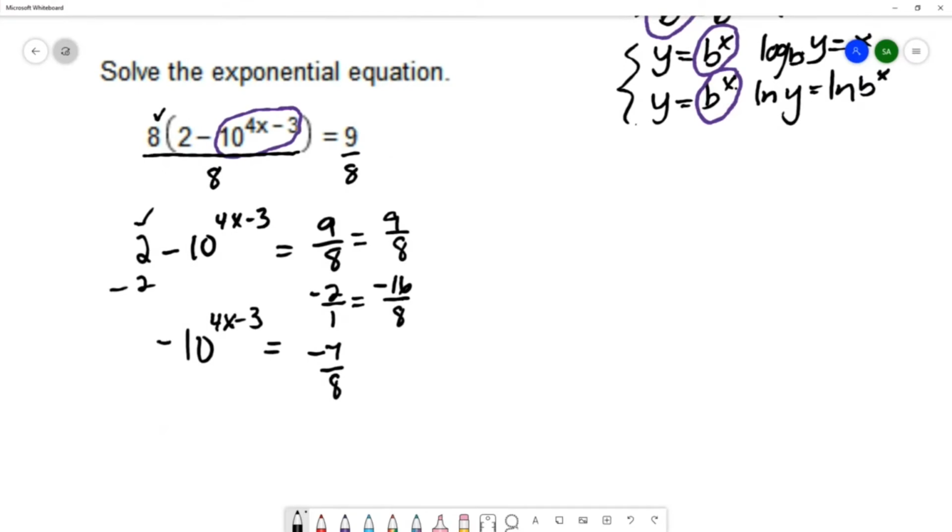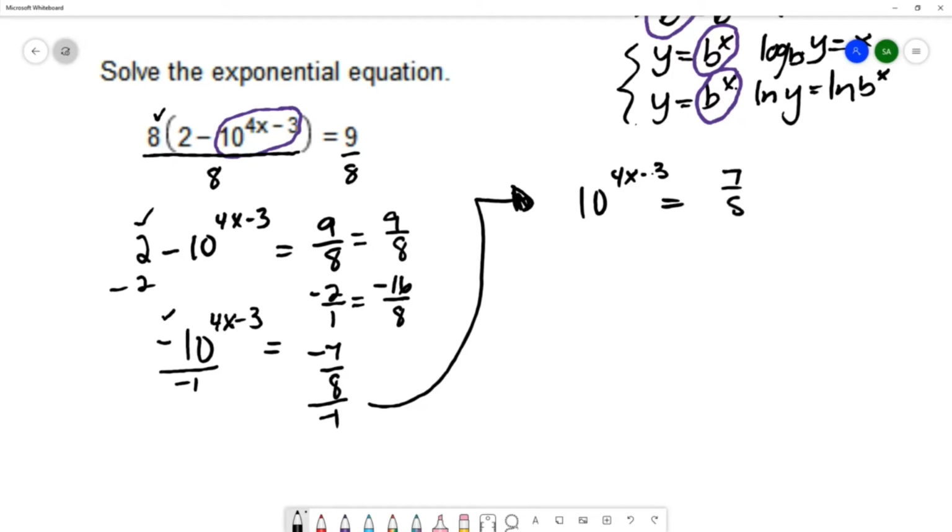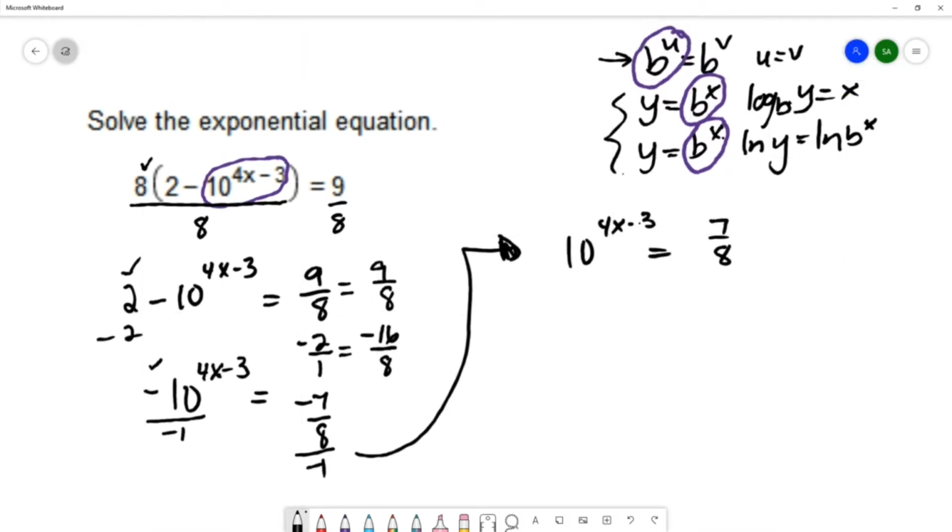And I still want to isolate this exponential. I need to get rid of that negative, so I would divide by negative 1 on both sides. And I'll continue writing over here. We have 10 to the 4x minus 3 equals a positive 7/8. So we have isolated the exponential on one side of the equation, and now we can start to think of these strategies that we wrote down. Now when we look at the bases, I have a base of 10 and a base of 7/8. The first method of relating the bases requires us to have the same base on both sides, so we're not going to be able to use that method. But we will be able to use one of these other two methods.